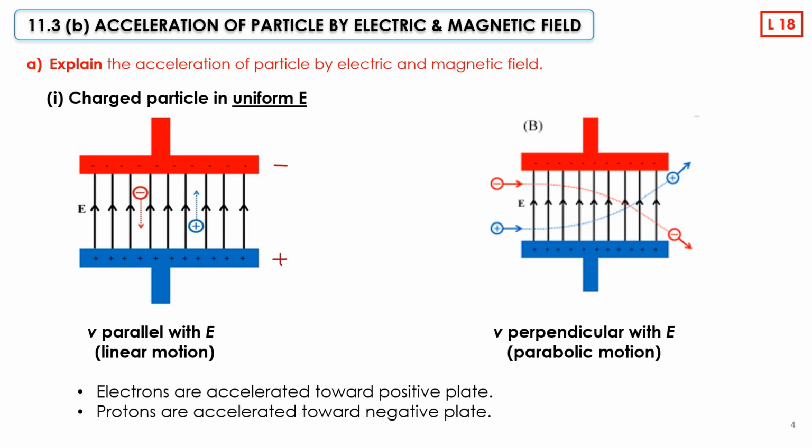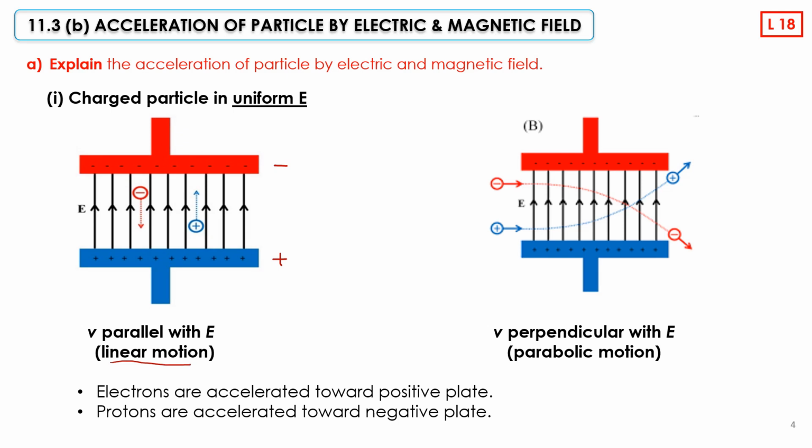If you have positively charged particles, the charged particle will be attracted to the negative plate, and the negatively charged particle will be attracted to the positive plate. As shown in this figure, this is the direction of the electric field. So this is what happens when v is parallel with E, which is the electric field. The charged particles will undergo linear motion.